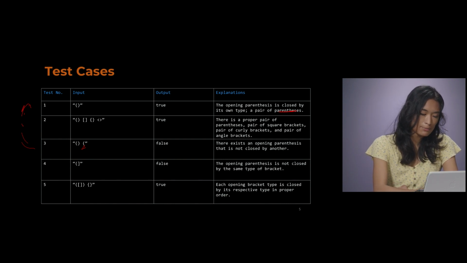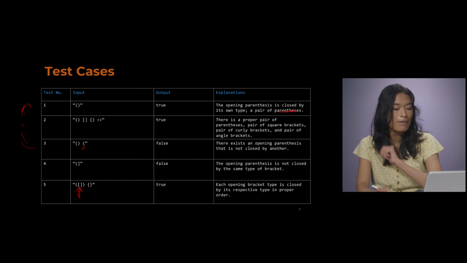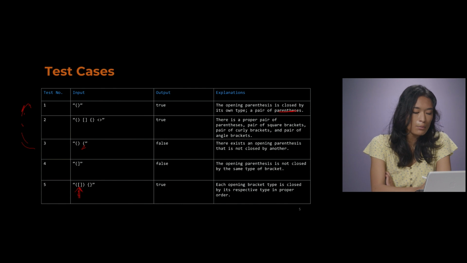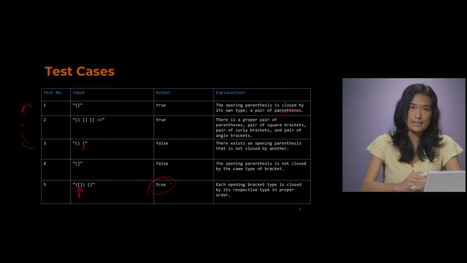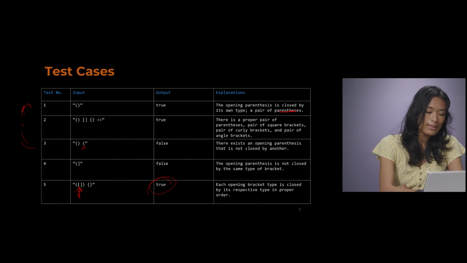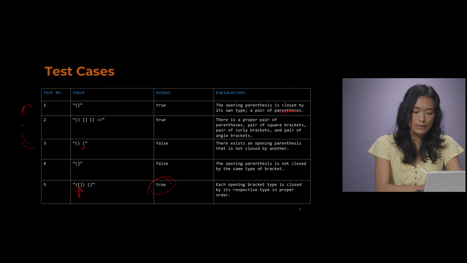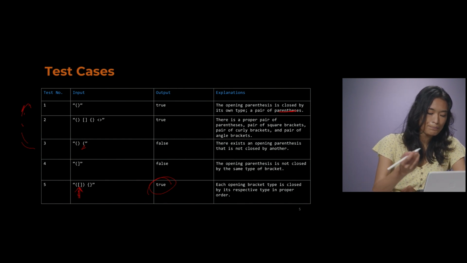For our fifth test case, we have something special. We have a nested form of square brackets inside a pair of parentheses. Right next to that, we have a proper pair of curly brackets, and this output will be true because it's in proper order. So that definition, proper order, was really important for the problem statement. And let's dive deeper into that.